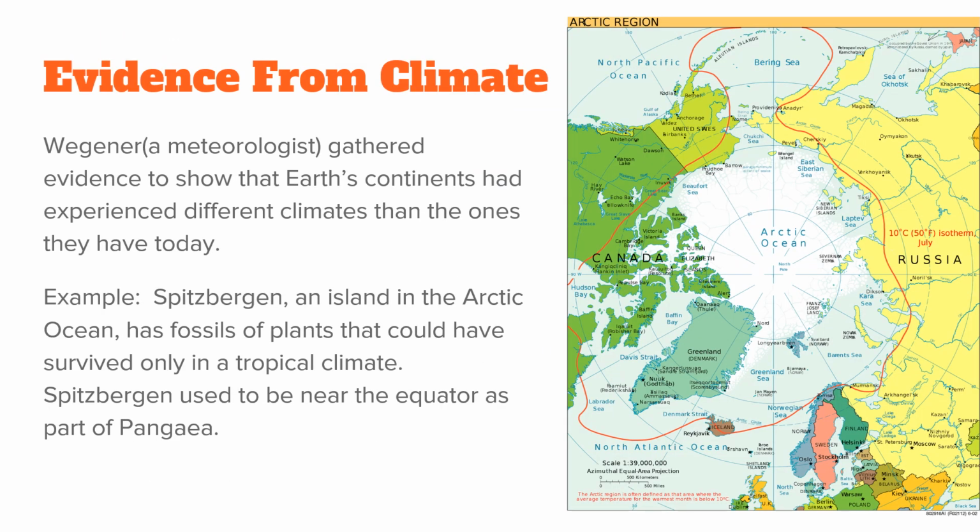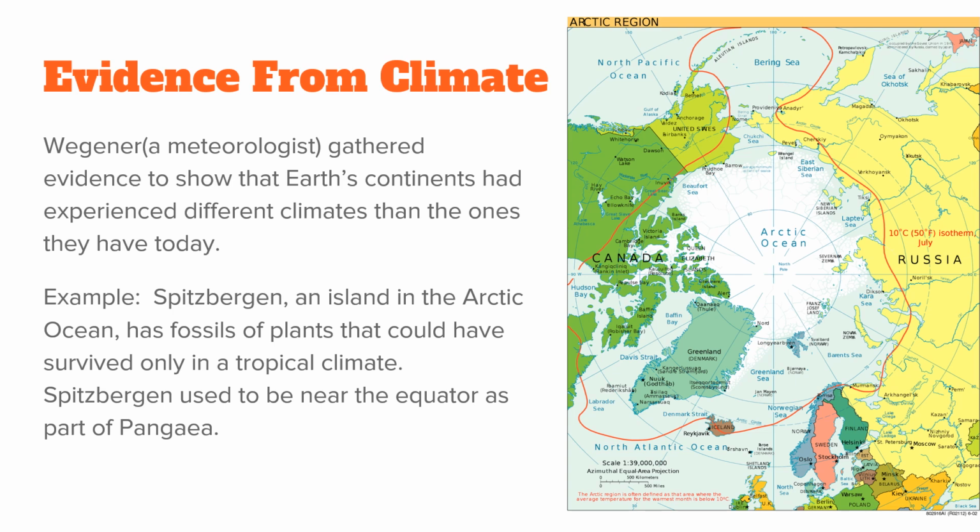Evidence from climate. So Wegener, as we know, he was a meteorologist, gathered evidence to show that Earth's continents had experienced different climates than the ones they have today. An example, Spitsbergen, an island in the Arctic Ocean, has fossils of plants that could have survived only in a tropical climate. Spitsbergen used to be near the equator as part of Pangaea.